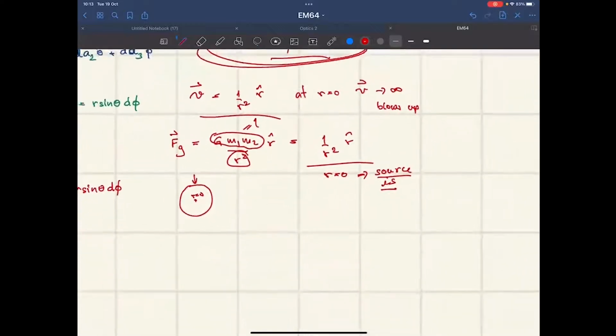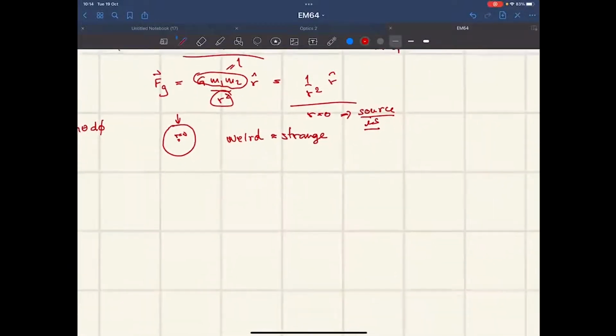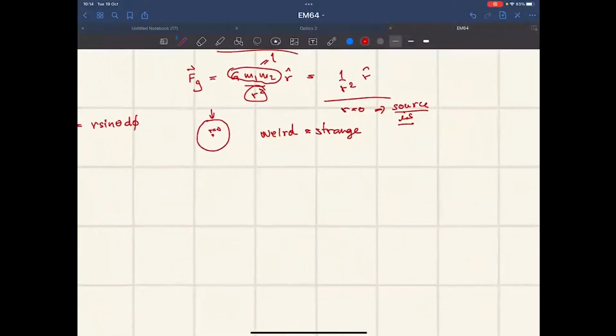Okay. So this is a weird behavior, but actually it's normal in physics. We can consider it a weird function, or strange. It's really weird, but we're lucky that we have mathematical objects to cope with this problem.